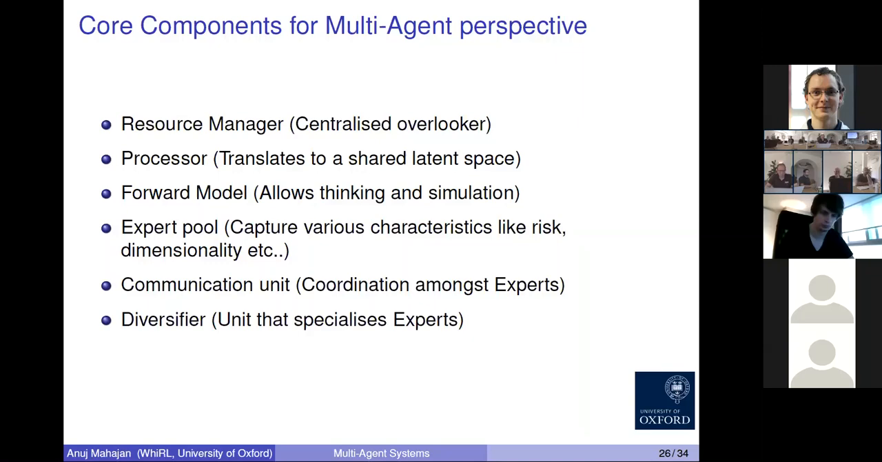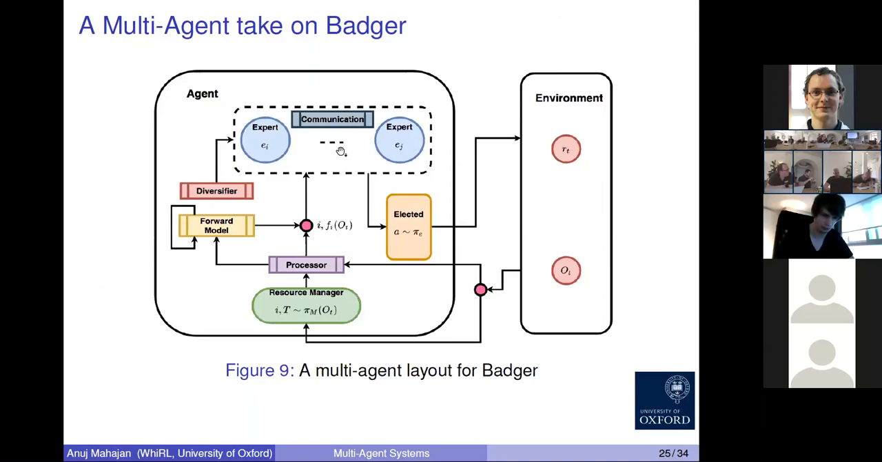There's an expert pool, which we all know is the experts which are trying to specialize in different things. Apart from the expert pool, there's a communication unit, which allows the different agents or experts to share their expertise and coordinate amongst each other. And finally, there's a diversifier unit, which is responsible for making all of these experts as diverse as possible and specialize in different aspects.